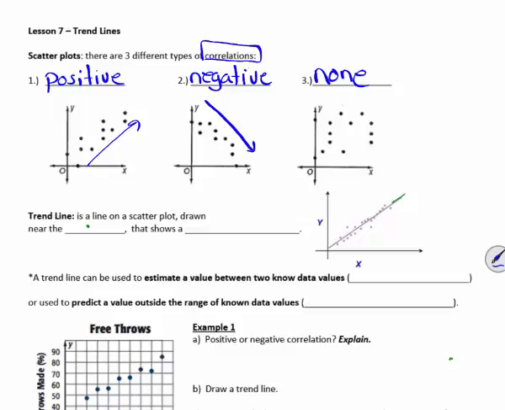Now, a trend line is a line on a scatter plot that is drawn near the data points that shows a correlation. You can kind of see that example over there. I had all those points, and we drew a line in that's supposed to estimate what's happening with those. We can use our calculators to help us come up with an equation for that line, so that we can use that equation to predict what other values you might have.